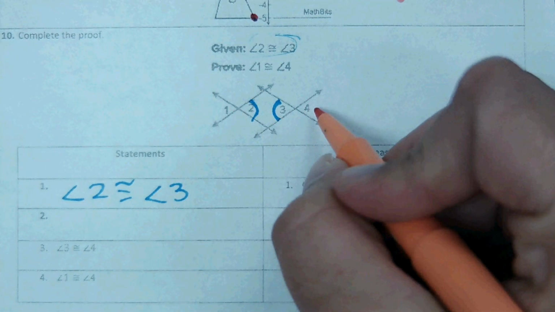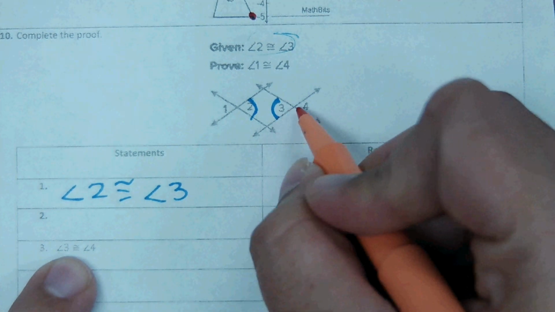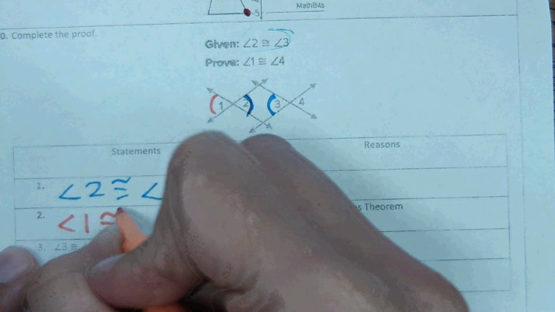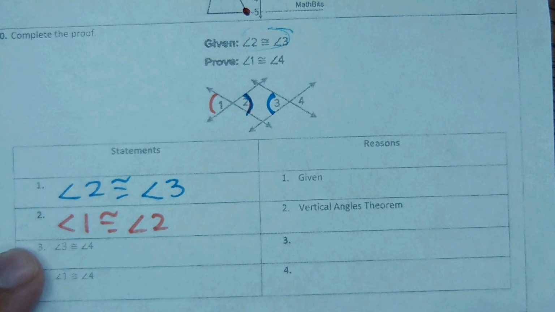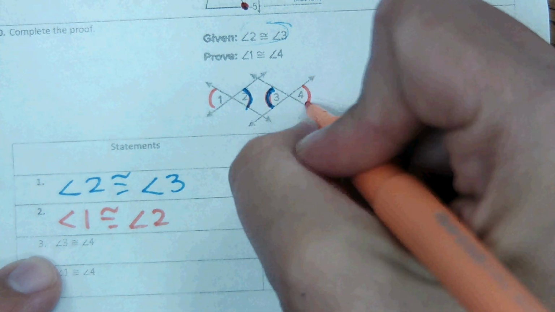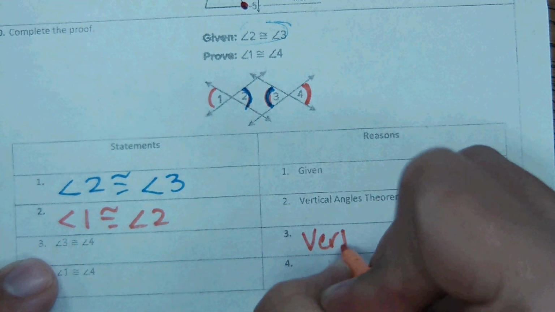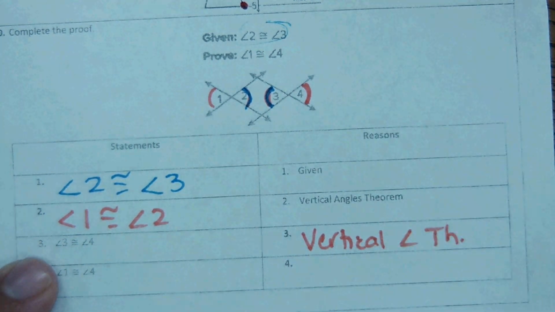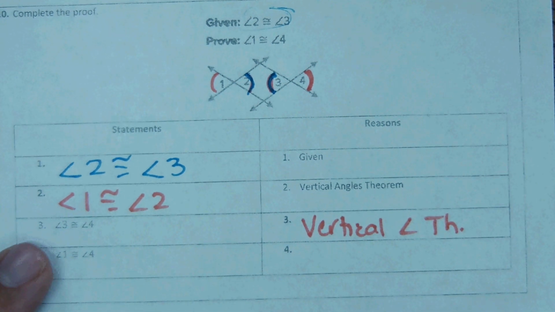Then the next thing it says is vertical angle theorem. I have a couple situations with vertical angles. I have vertical angles here and vertical angles here, but I noticed 3 and 4 are in the next step, so it's probably talking about 2 and 1. So angle 1 is congruent to angle 2 because they're vertical angles. And then the next step, it says angle 3 is equal to angle 4. Those are vertical angles, so those are equal because of vertical angle theorem.